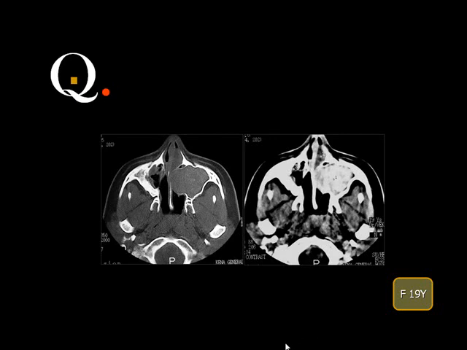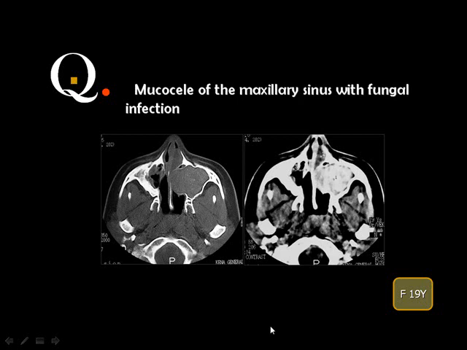Then what do you think about that? Yes. And you see the maxillary sinus is markedly expanded. This is a mucocele with superadded fungal infection of the maxillary sinus.